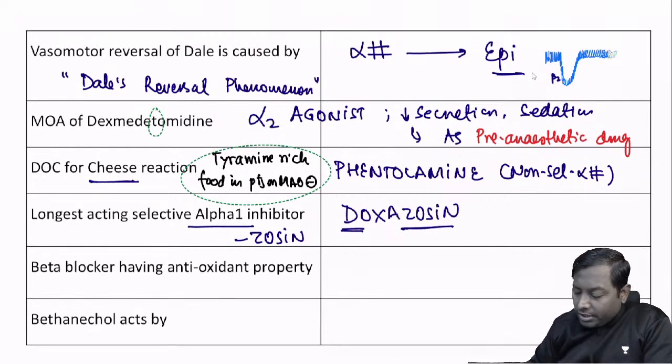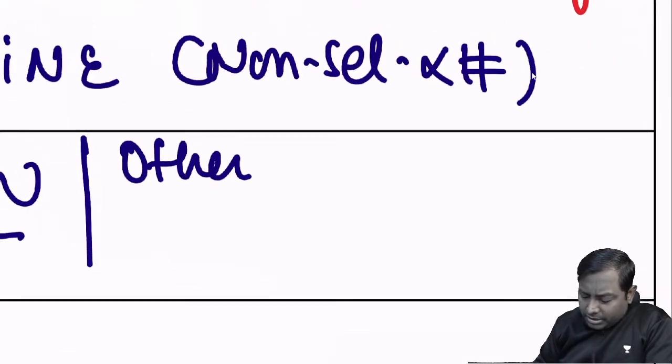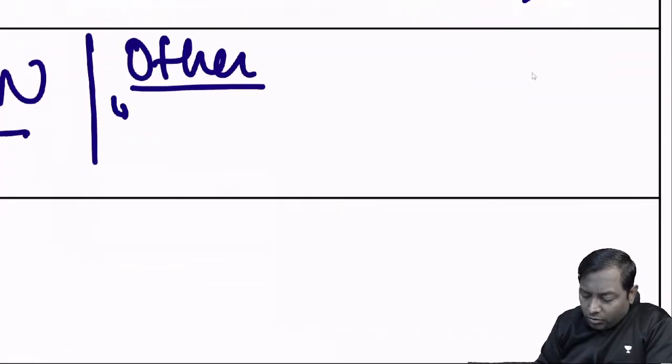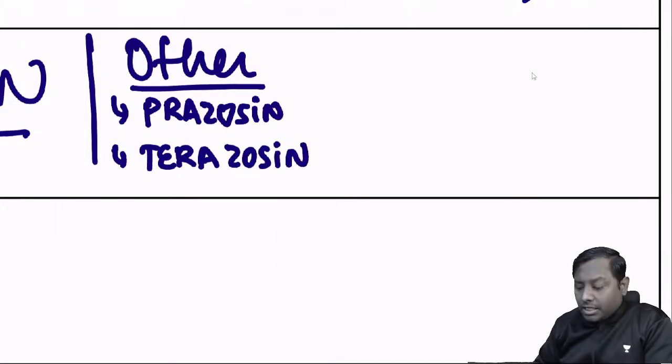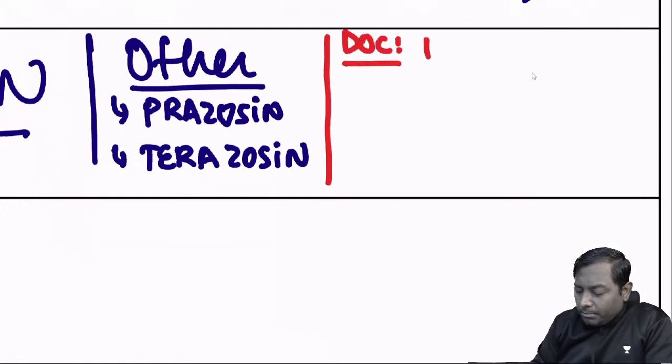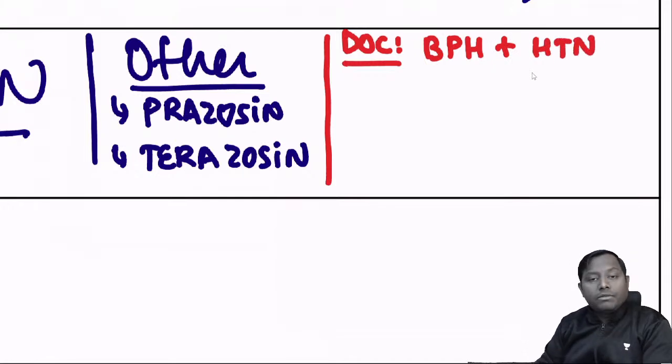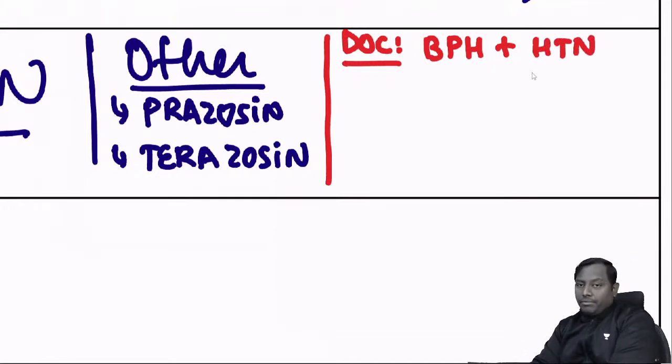What are the other drugs that we have under this class? We have drugs like prazosin, terazosin, alfuzosin, bunazosin, all of them. Remember, these are considered the drug of choice in a patient with benign prostatic hypertrophy with hypertension. Hypertensive patients with BPH will be preferring them as a preferred agent.